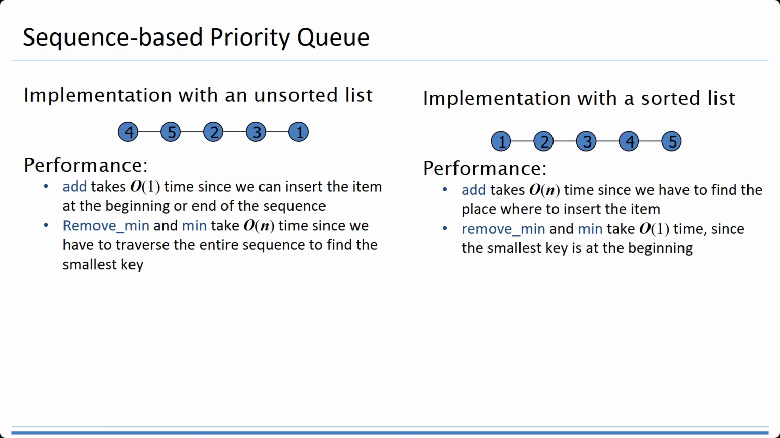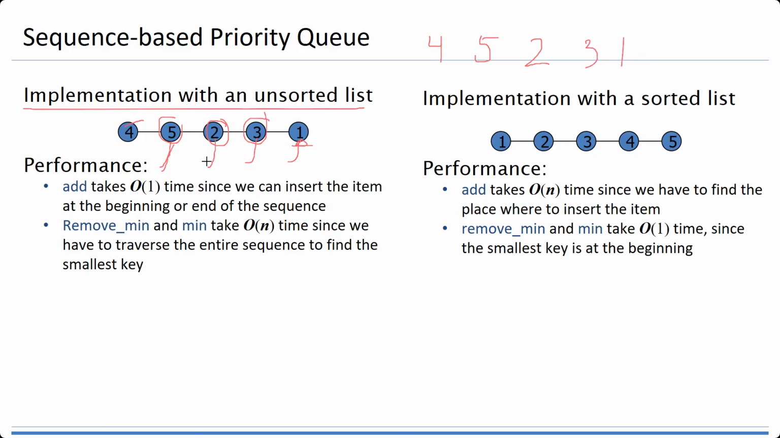So there are two kinds of priority queue. We have the sequence-based priority queue. If we implement it with an unsorted list, it means when we have a value 4, and then we put another value 5, and then another value 2, and then another value 3, and then another value 1. So we will put the new value at the end of the list.